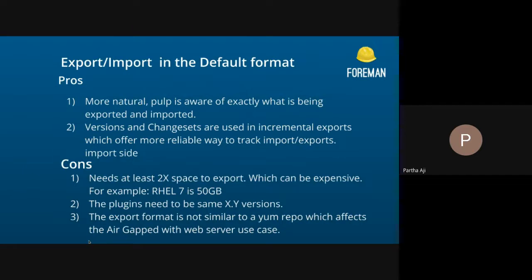I'll go through the pros and cons a little bit. Some of the pros in this default format is that it's more natural, like Pulp is doing all the hard work. We just give it, hey, here are the start versions and end versions, and Pulp knows exactly what changed between the two. And it's a very precise, concise change set. We get a tar GZ with the exact changes needed.